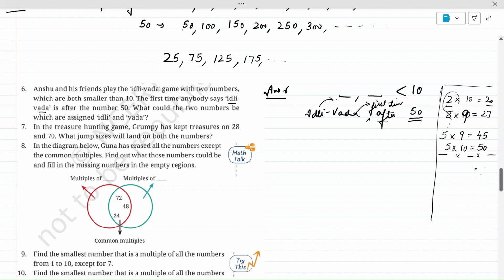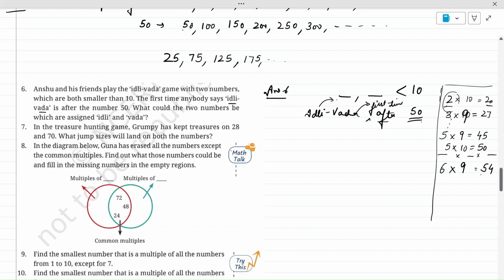Okay, so let's try with 6 now. After 5 we have 6. So 6 multiplied by what number will give us a number greater than 50? Let's see. We have 6 multiplied by 8 as 48 and 6 multiplied by 9 as 54.